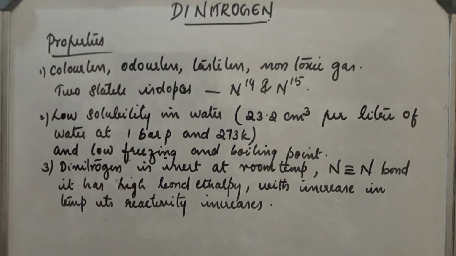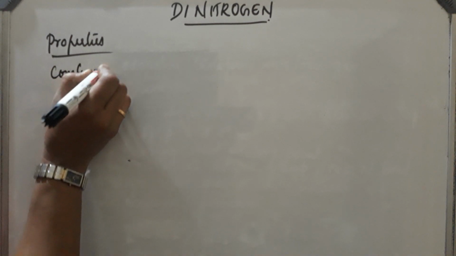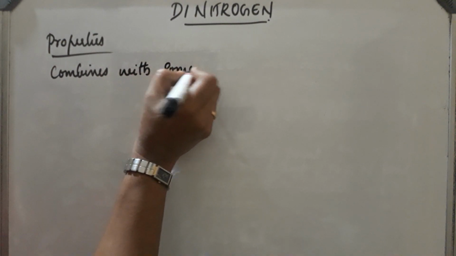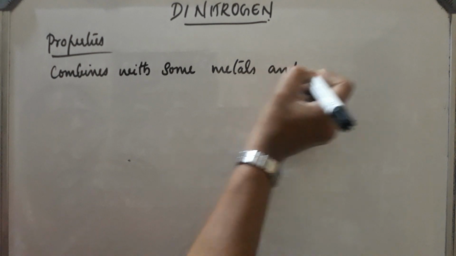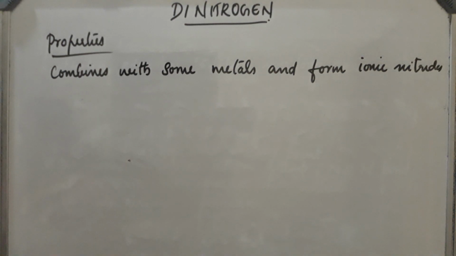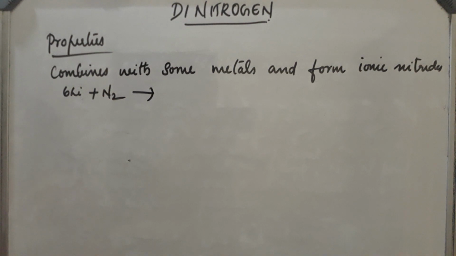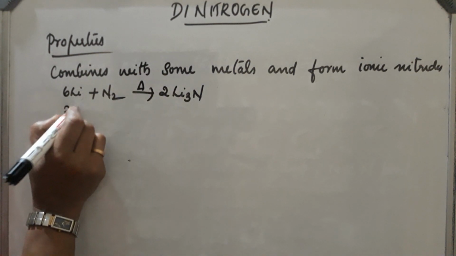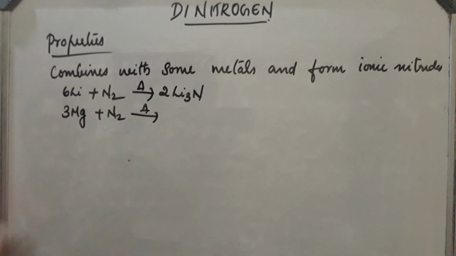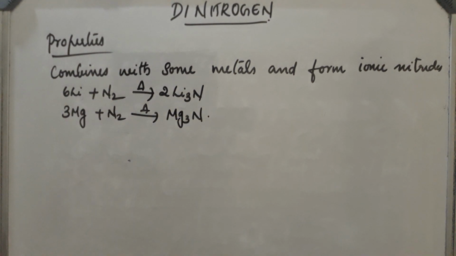Now, it directly combines with some metals to form ionic nitrides. For example, it reacts with lithium to give lithium nitride, and with magnesium it gives magnesium nitride. So ionic nitrides are obtained.